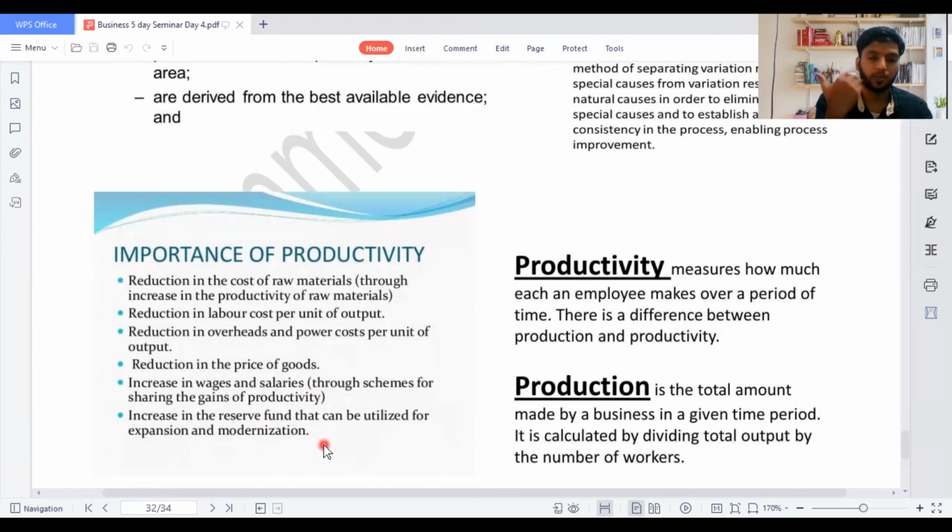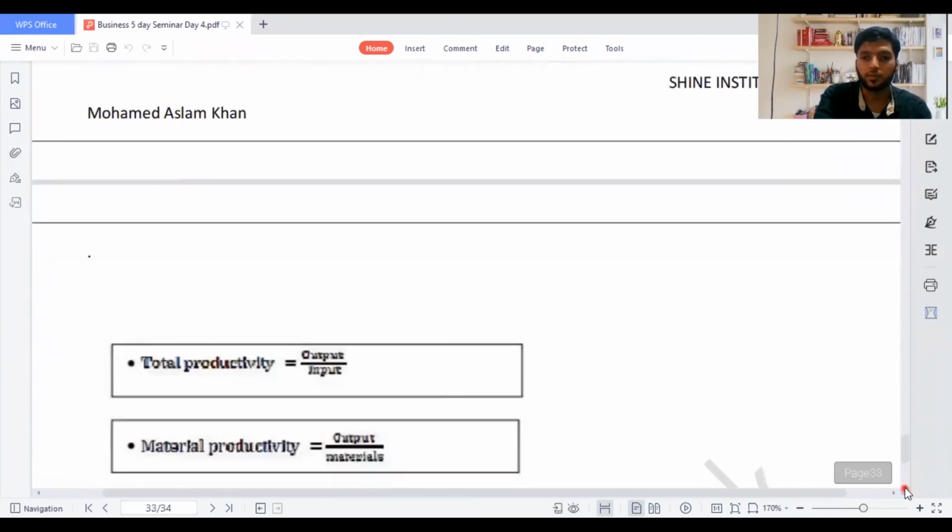So you need to understand one particular thing when it comes to productivity. It's about reducing the price of the good, reducing the labor cost per unit, reducing the cost of raw material, and even increasing the wages and salaries. If they produce more, you can give more salaries. No problem, they will work as much, and you can expand from the money you save from production, and that will increase the financial side of the business in a very great manner.